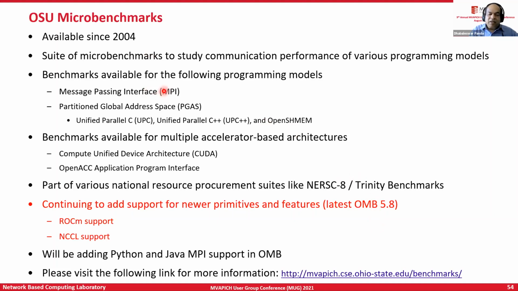We started with MPI. We have a lot of Bcast things, CUDA-aware MPI, OpenACC. So these benchmarks are very widely used in the industry and a lot of procurement also. And in the last several releases, we have added even ROCm support for evaluating AMD GPU communication, and in the very latest release, we also added NCCL support. So you can utilize OMB to have NCCL level evaluation. And we are working on Python and Java binding MPI support for the OMB.